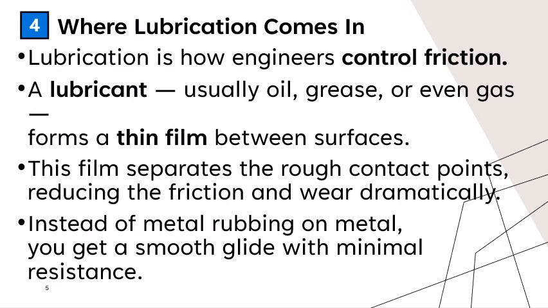Where lubrication comes in. Lubrication is how engineers control friction. A lubricant, usually oil, grease, or even gas, forms a thin film between surfaces. This film separates the rough contact points, reducing the friction and wear dramatically. Instead of metal rubbing on metal, you get a smooth glide with minimal resistance.